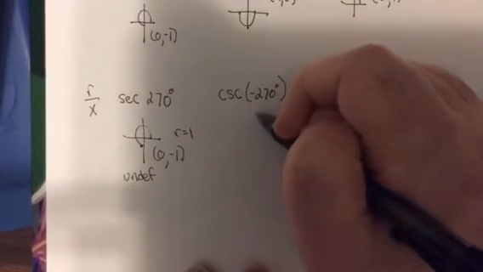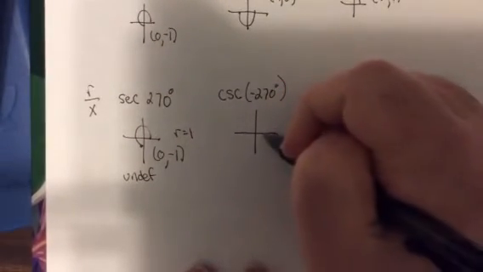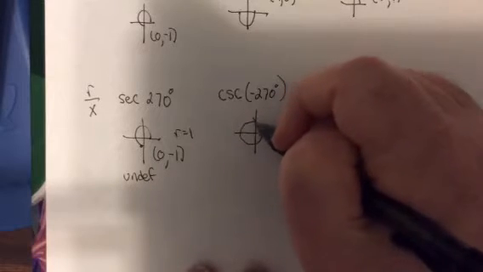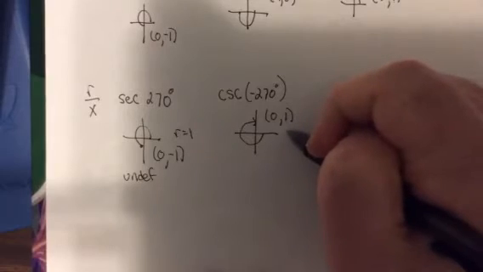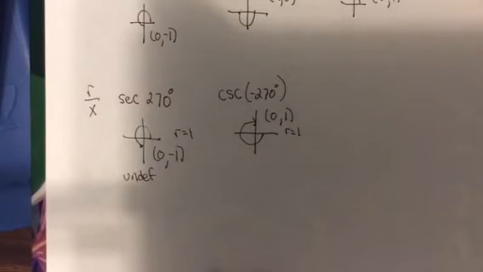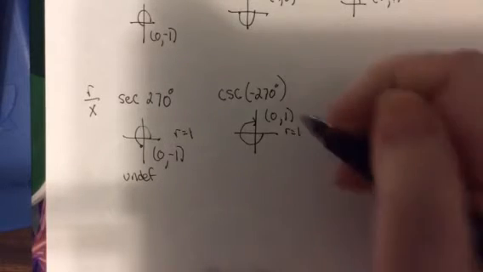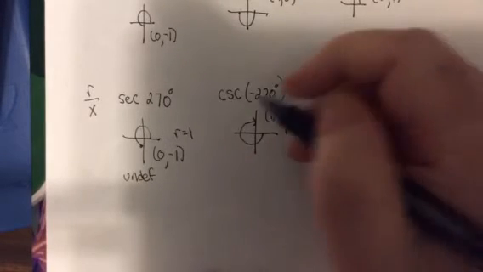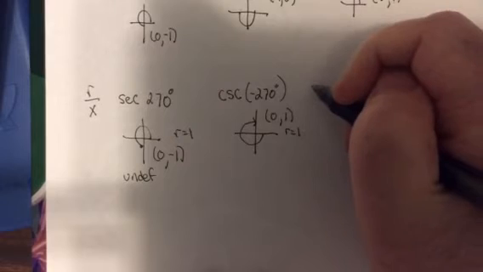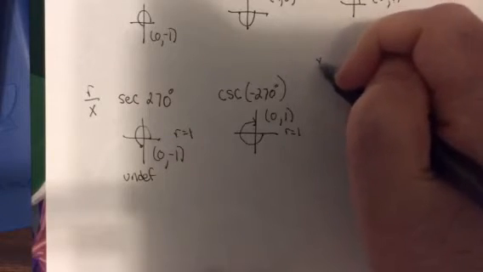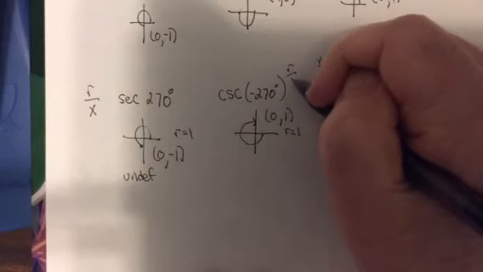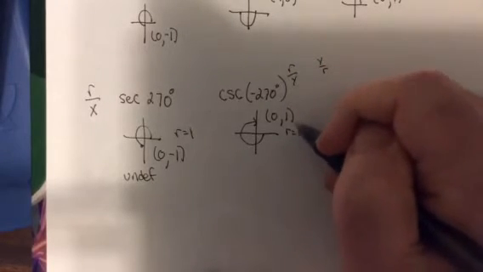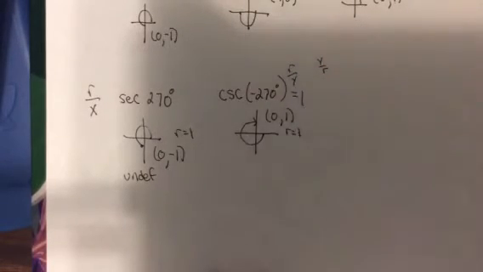And this one, let's see. -270 would be here. That is 0, 1. R is 1, because we picked 1 unit away. And let's see. Cosecant's the reciprocal of sine. Sine is y over r. So cosecant would be r over y. So it'd be 1 over 1, which is 1. Woohoo!